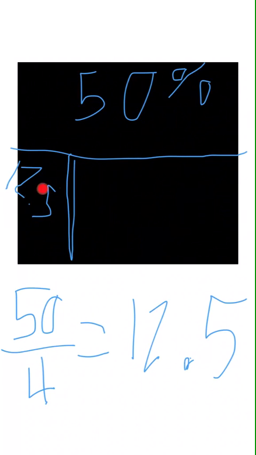For the broccoli, we need to find out what 50 divided by 4 is, because it's the other half, the other half divided by 4. So 50 divided by 4 equals 12.5. There we go, there it is right there.